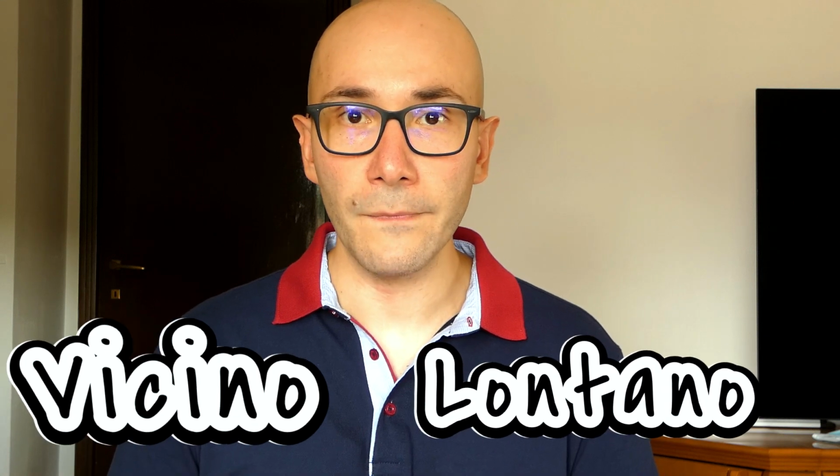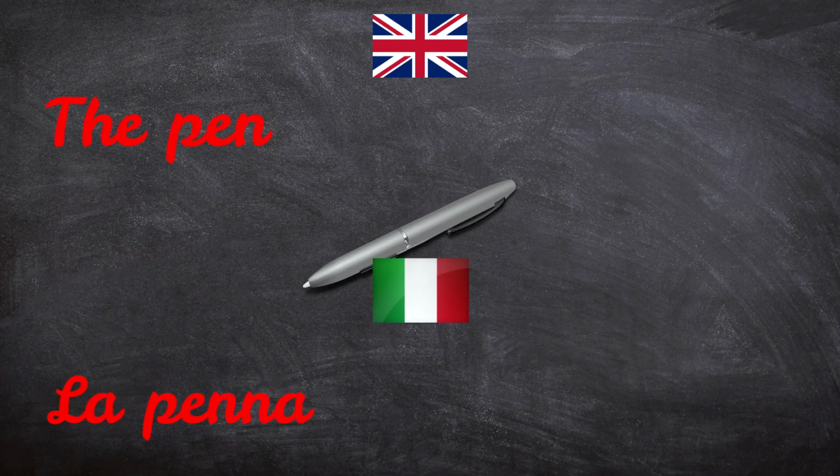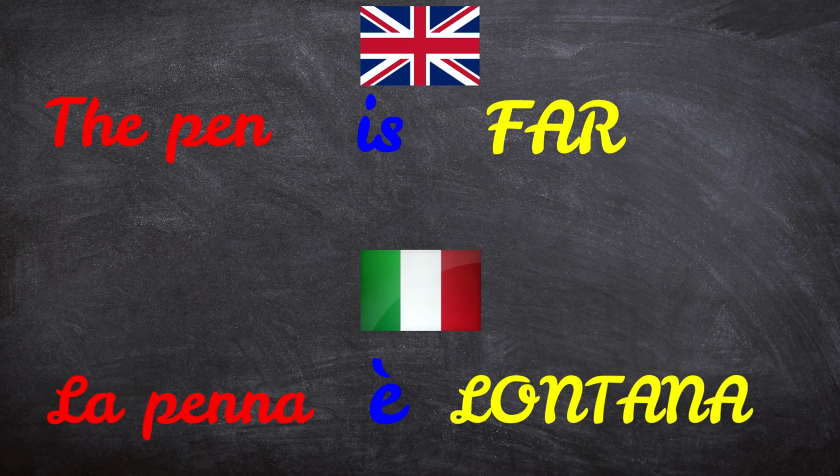So, the last couple of location words is near and far, vicino and lontano. Again, vicino and lontano can be used generally to describe the position of elements with no other key referring. The pen is far. La penna è lontana. Hey, la pen! The pen is near. La penna è vicina.